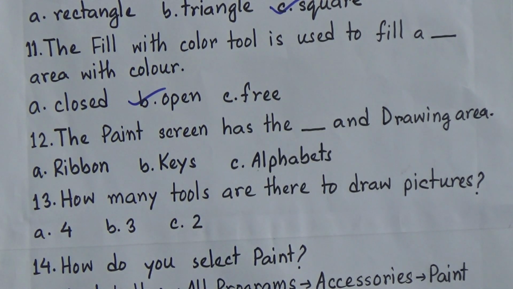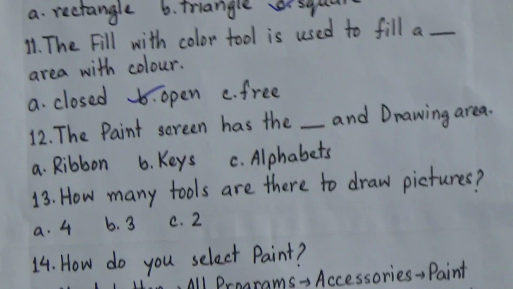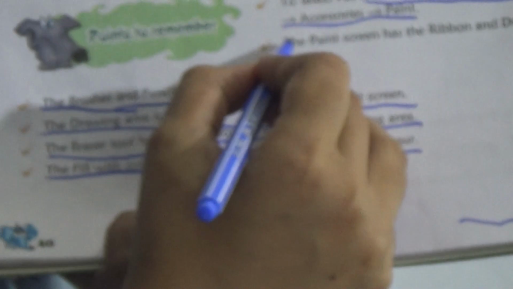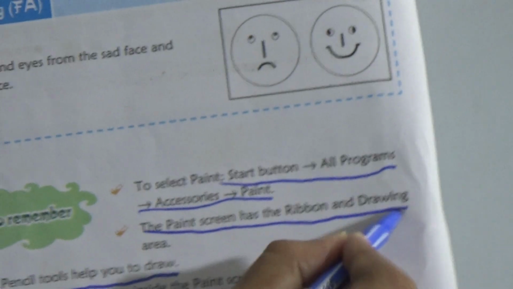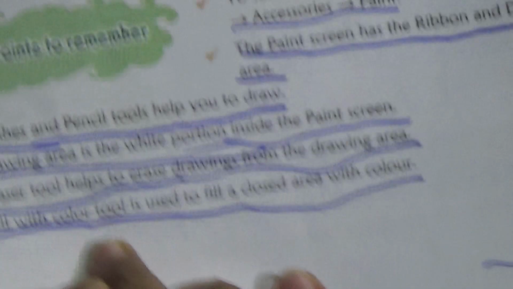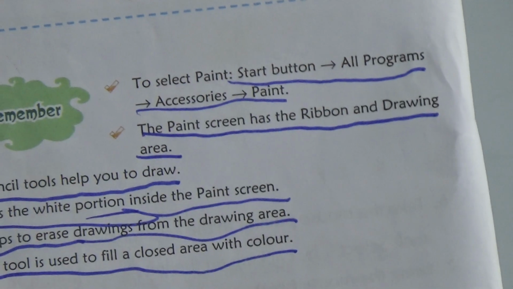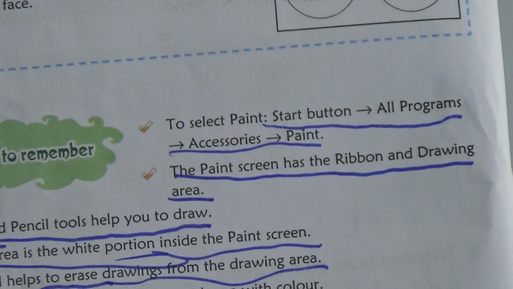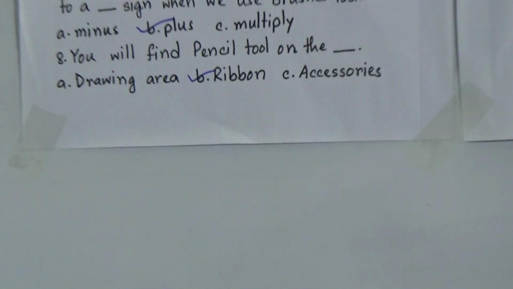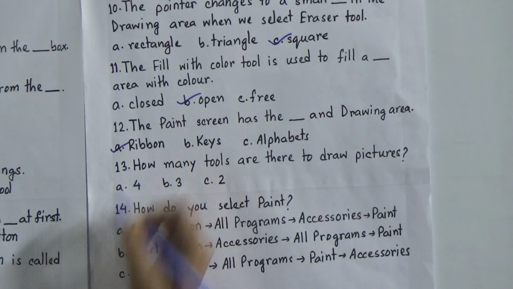And now look, page number 40. Points to remember, number 2. The paint screen has the ribbon and drawing area. It's given here, page number 40. This one, number 2, points to remember. And our answer will be option A, ribbon.